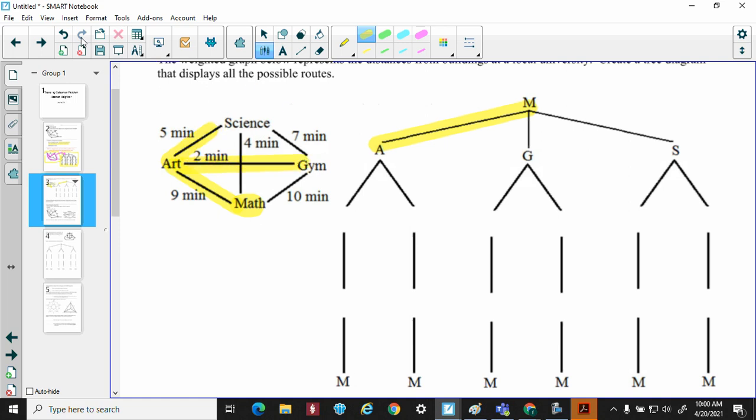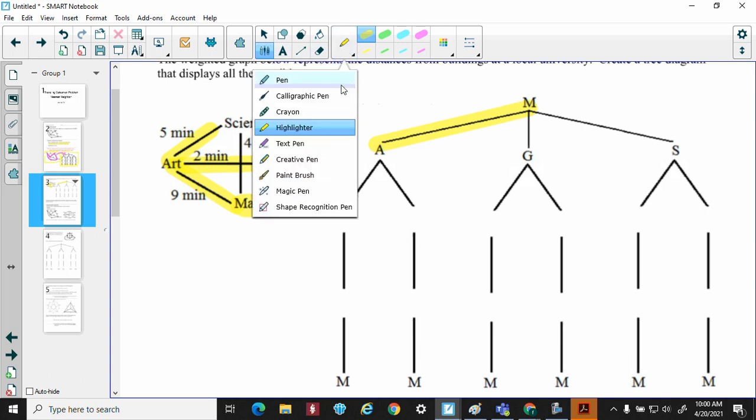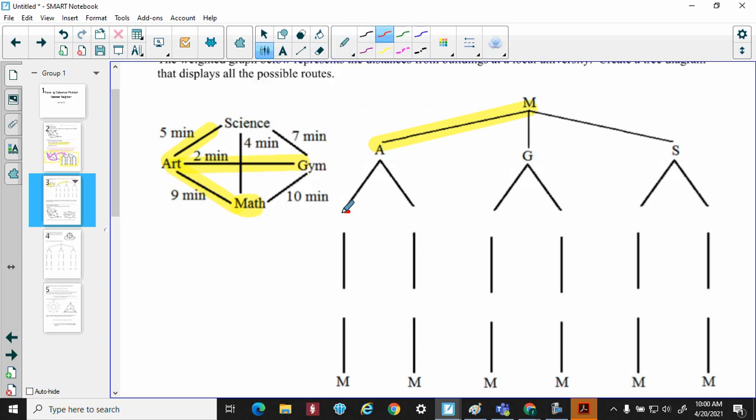So there are 2 places that we could go. We are going to label that accordingly. We could go to science, or we can go to the gym. Notice my tree, my branch split because I have a choice.